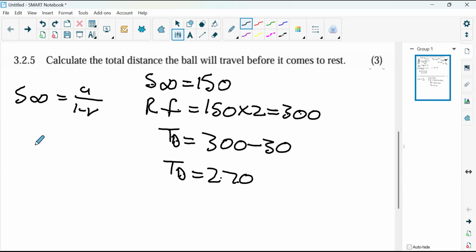Okay. Now, guys, another way you could have approached this question, we're not going to do it, we're just going to talk about it. Another way to approach it is to consider the rise and the fall. After the first bounce, we make our A equal to 24 and calculate the sum to infinity.